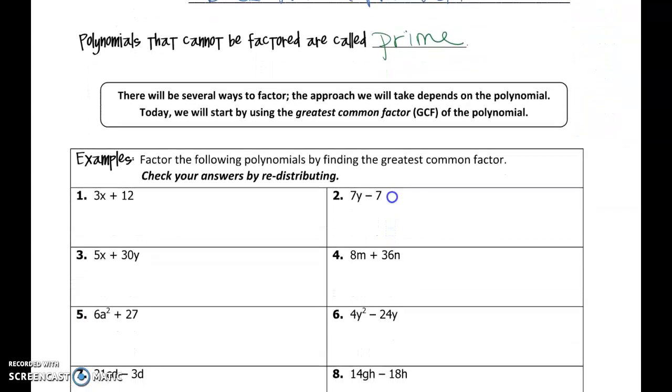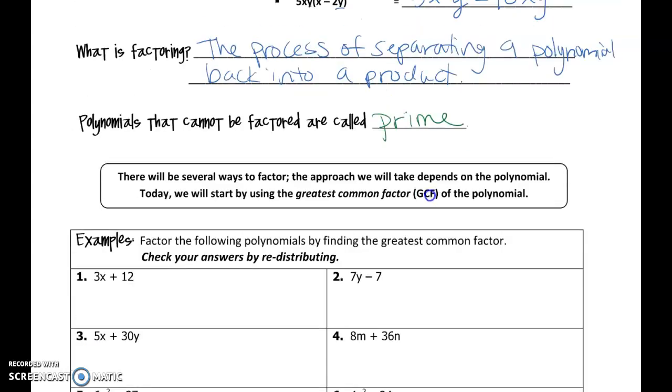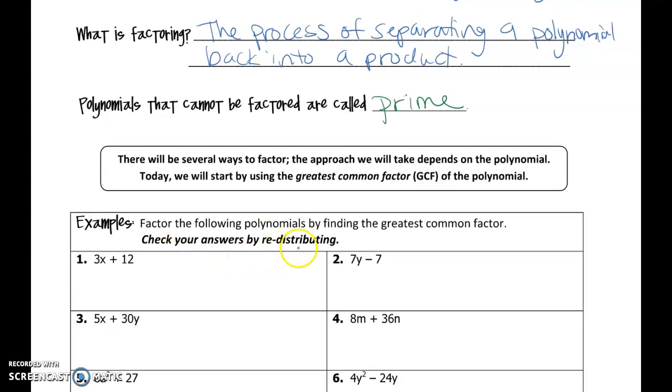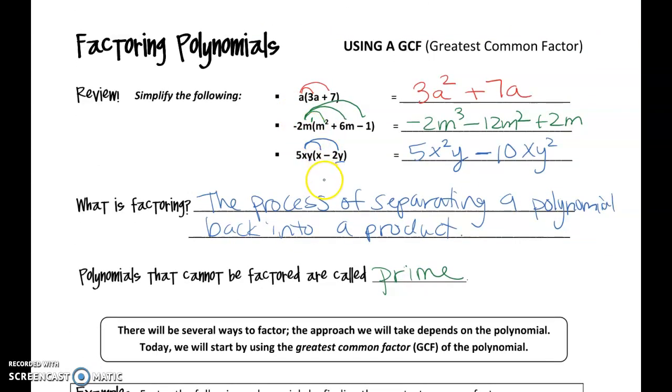So there are several ways to factor. The approach we take depends on the polynomial, so like what we're given. Today we will start using the greatest common factor of a polynomial. So I like to think of factoring out the greatest common factor as the reverse of distributing, or redistributing, or the opposite of distributing, and then we can redistribute to check our answer.